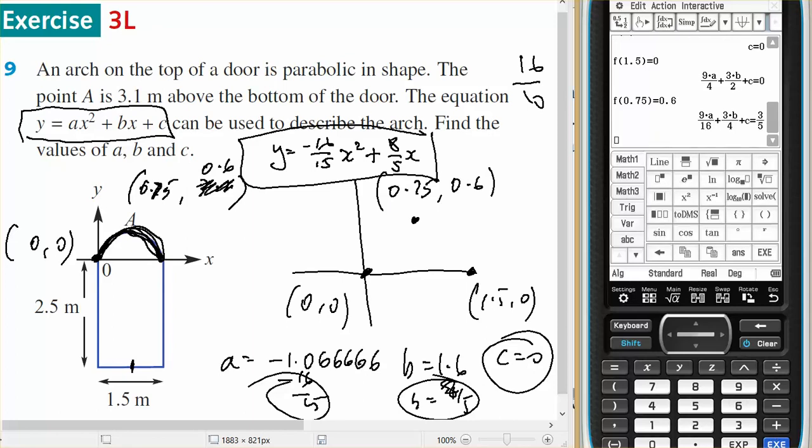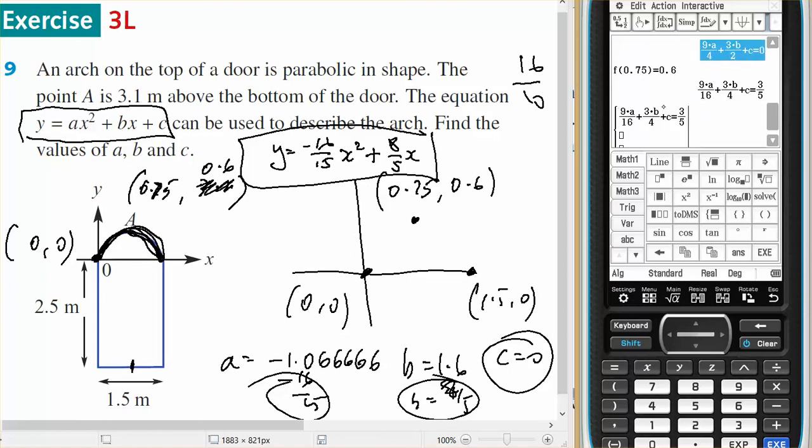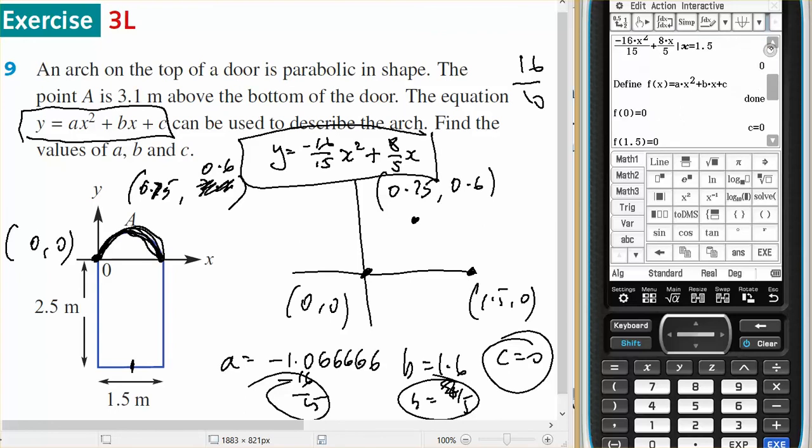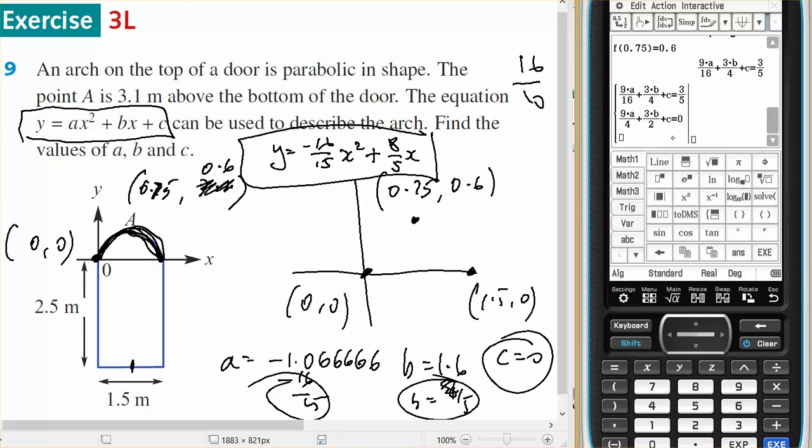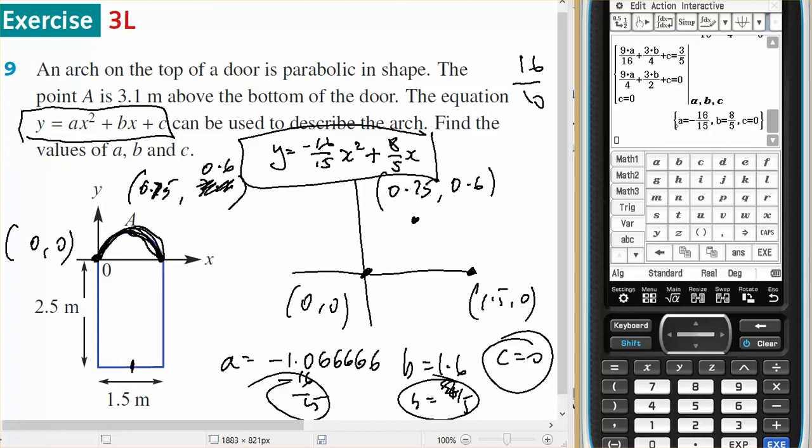I'm going to go to Math 1 and give 3 equations. I'll take that equation and put that in the first line, that equation in the second line. I'll go up to the top and grab this equation, I'll copy it, and I'll put it there, and I'm going to solve it for a, b, c. And there it is, I get the same answers.